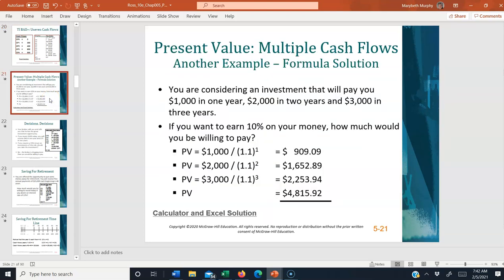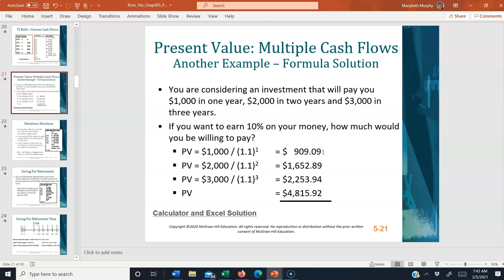Okay, you're considering an investment that will pay you $1,000 in 1 year, $2,000 in 2 years, and $3,000 in 3 years. If you want to earn 10% on your money, how much would you be willing to pay? Okay, so this is the formula solution. The present value is equal to $1,000 divided by 1.1 to the first power, end of the first year, first power. That gives you $909.09.